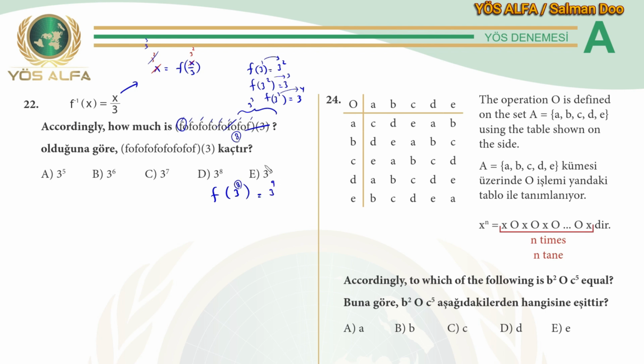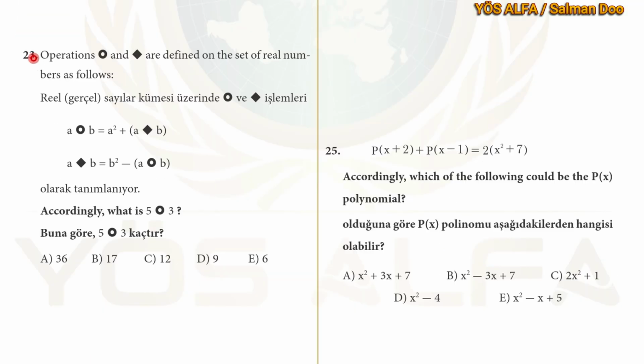So the answer is E. 23. The two operations are defined this way. In other words, we have two equations and two unknowns. That's the first unknown, and this is the second unknown. So we can sum up these two equations. So this and that cancel out each other, and we have a new equation. 2 times a circle b is equal to a squared plus b squared.